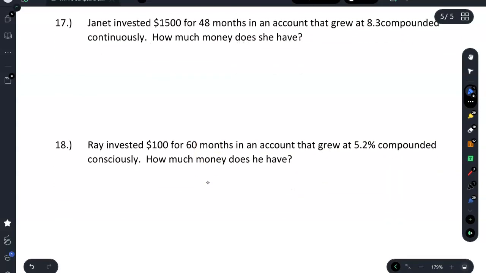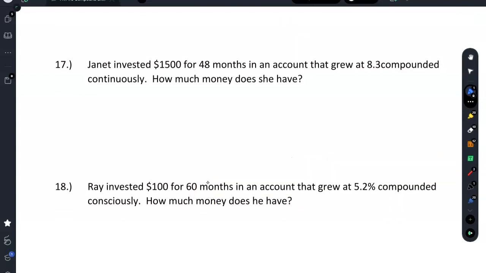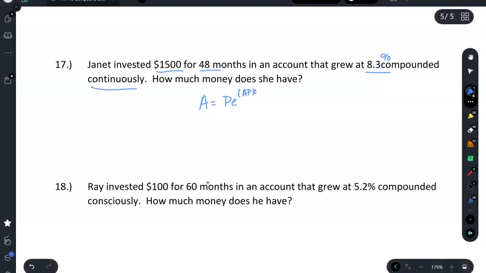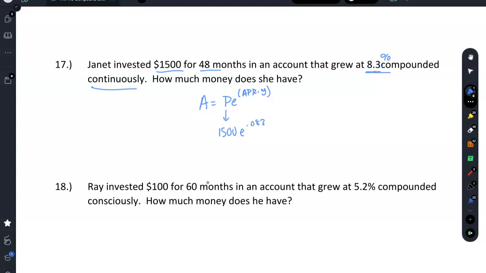All right. Last example here, I think. Yep, last example. I have Janet invest $1,500 for 48 months into an account growing at 8.3%, compounded continuously. So this is A equals P times E raised to the APR times Y. All right, so I have $1,500. My APR is 0.083, and 48 months would be divided by 12, which would give me 4. So I'm going to kind of shortcut this a little bit to speed up the video. That's going to be my amount.